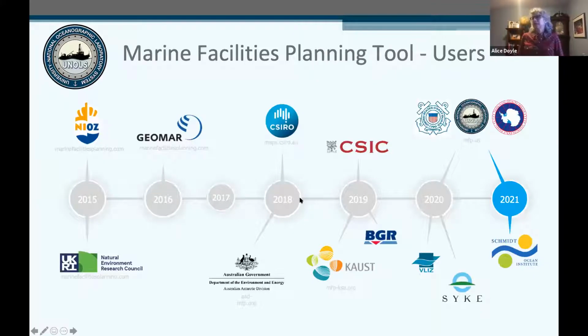So this is a list of the countries that are using this for their academic research fleets. NIAS and NERC, Germany, we've got the Australians in the Australian Antarctic program, the Saudi Arabians, I can't remember who all these people are, but a bunch of other Europeans. Norway is coming online, JAMSTEC is also coming online.